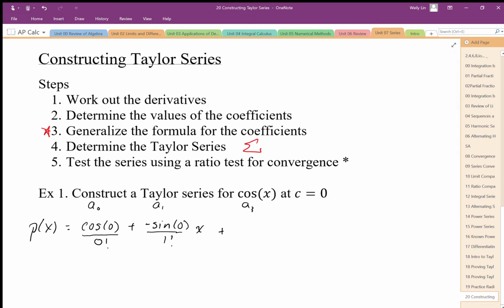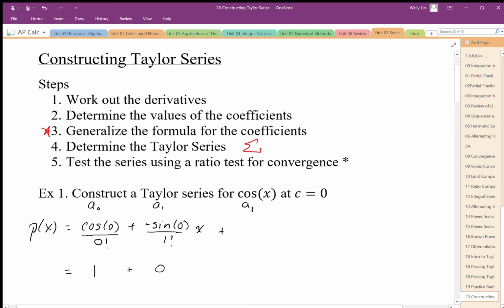the general formula for the coefficients. So let's establish this. Cosine of 0 is 1, so 0 factorial is 1. That's going to be negative 0, so that's going to be plus 0. So we're going to skip that term.